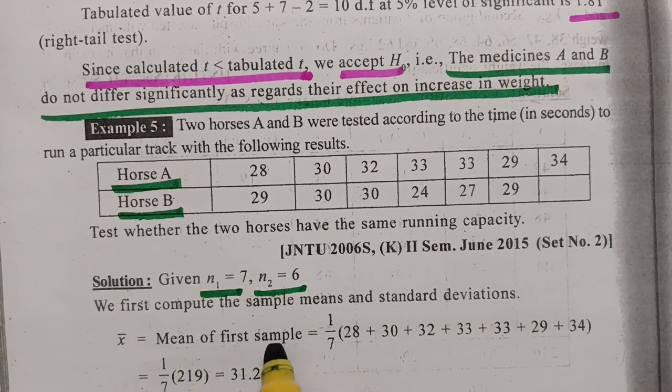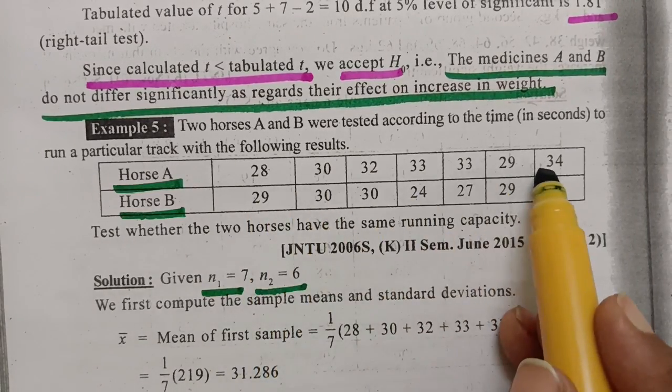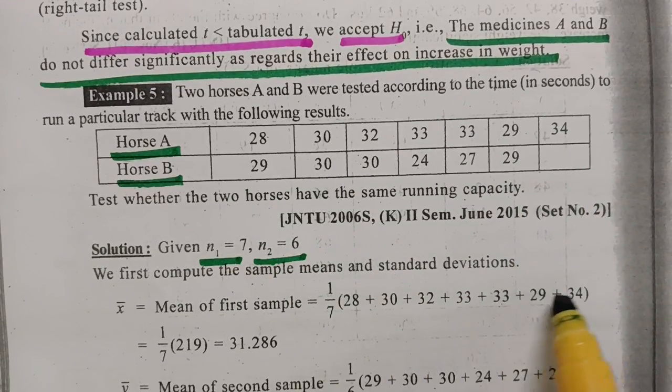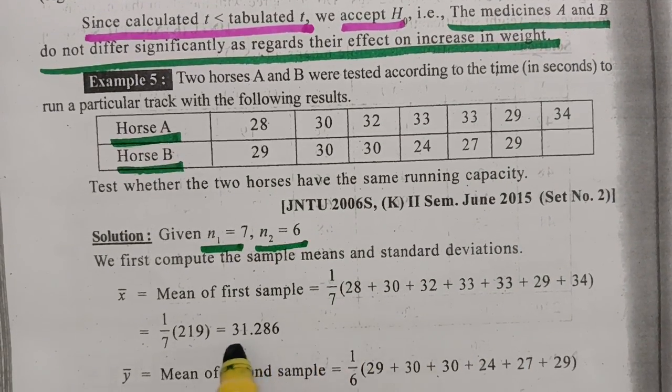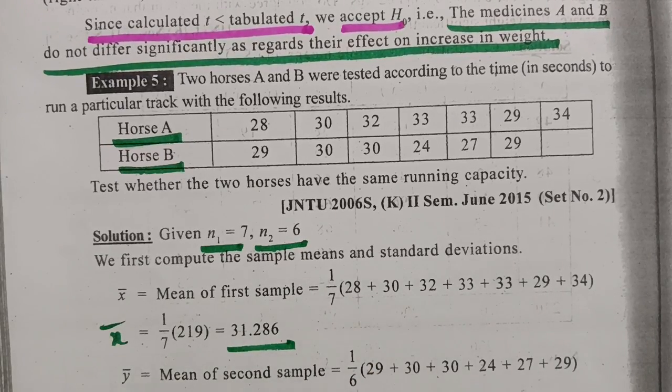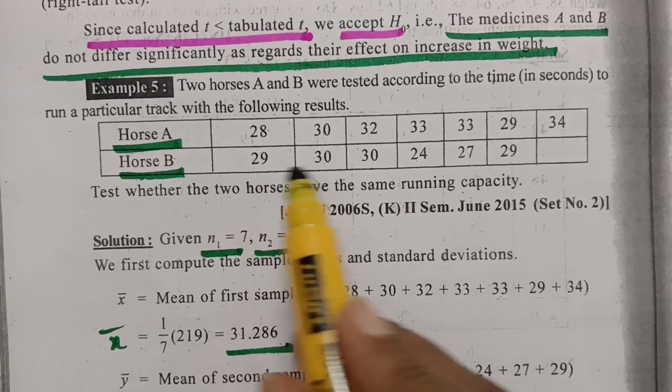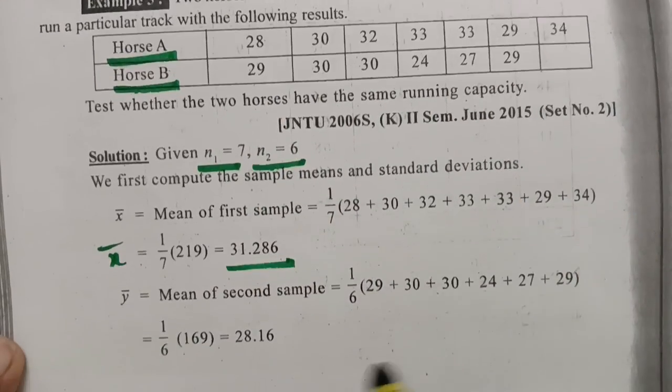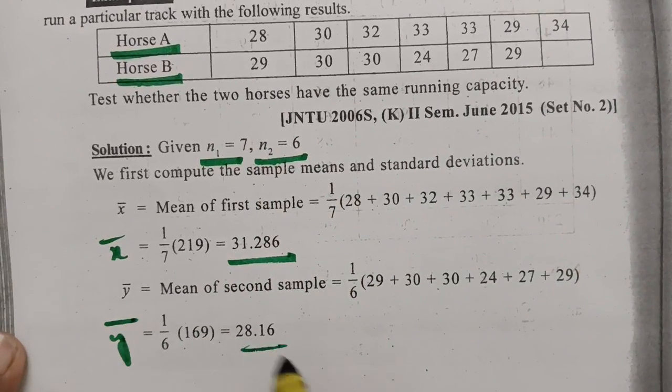For finding the mean value, we have to add up all these and divide by 7. After addition and dividing by 7, the value here is 31.286. So this is x bar. And the mean y bar is equal to, we have to add up all these values divided by 6, and here the y bar value is equal to 28.16.